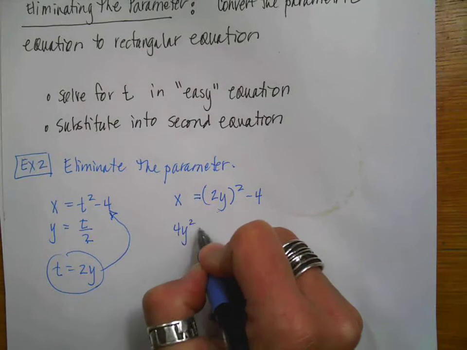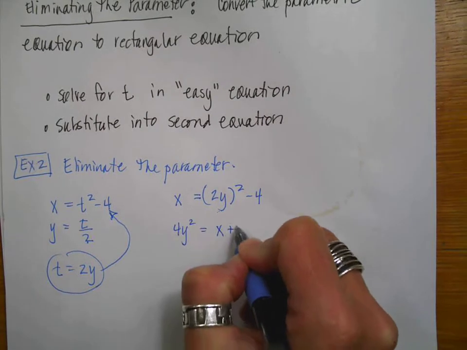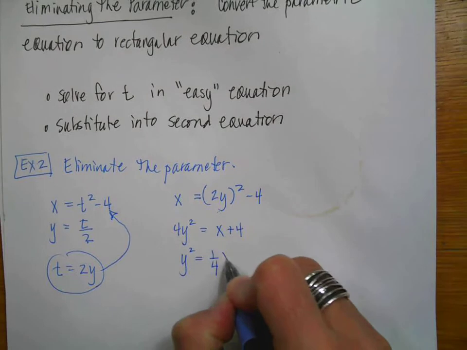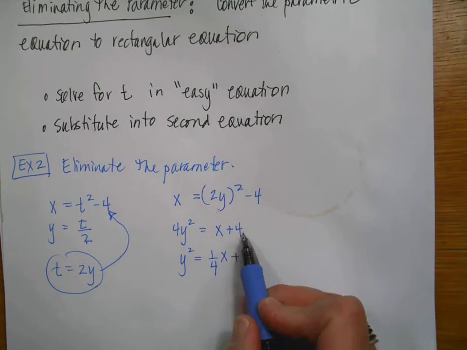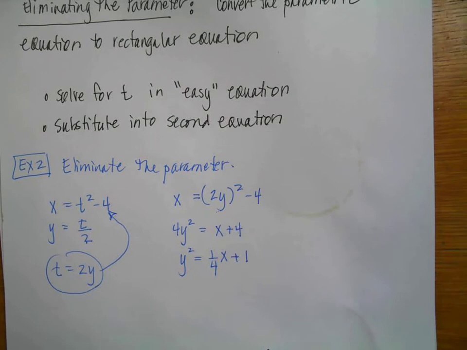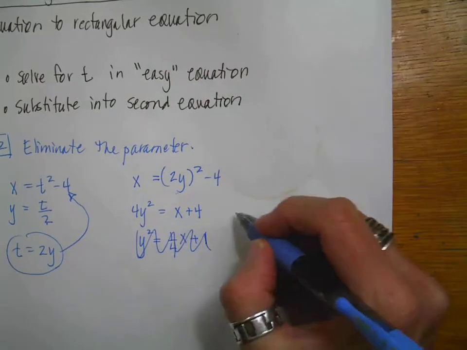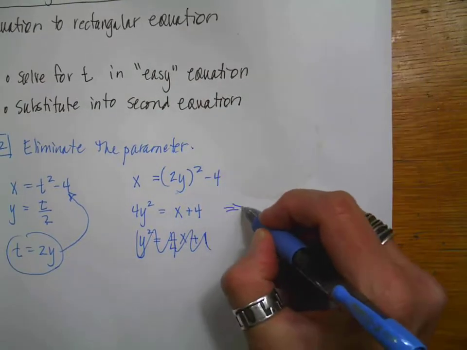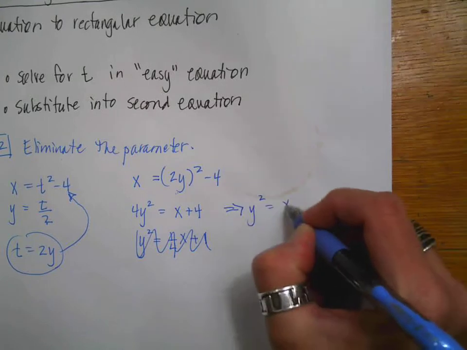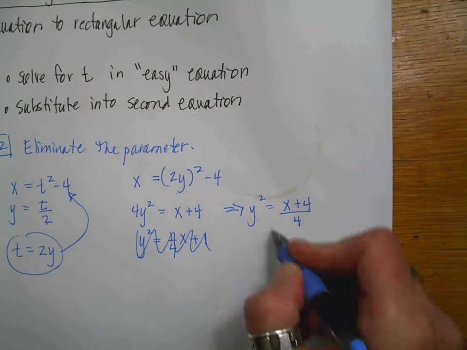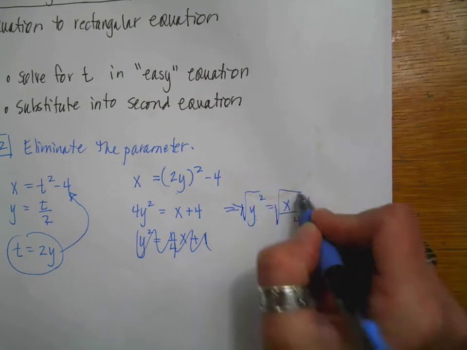So I'm going to take the 4 to the other side. So 4y squared is equal to x plus 4. y squared is going to be 1/4 x plus 1. I divided both sides by 4. Okay. And actually, let's not do that because I think the math is going to be more polite if I leave it here. So then I'm going to write this as y squared is equal to (x plus 4) over 4. You'll see why when we take the square root.